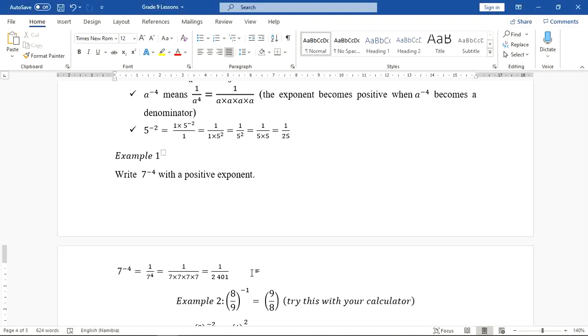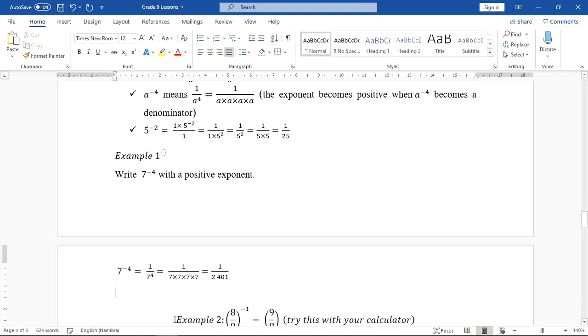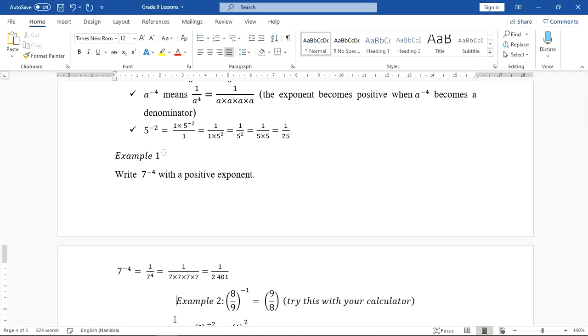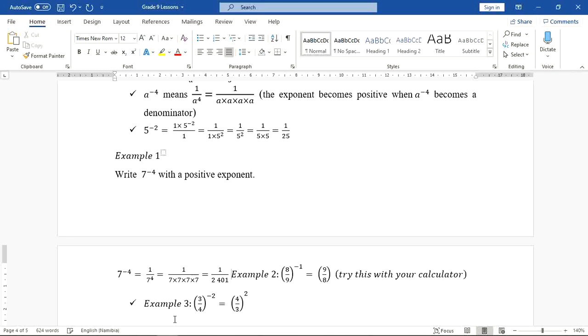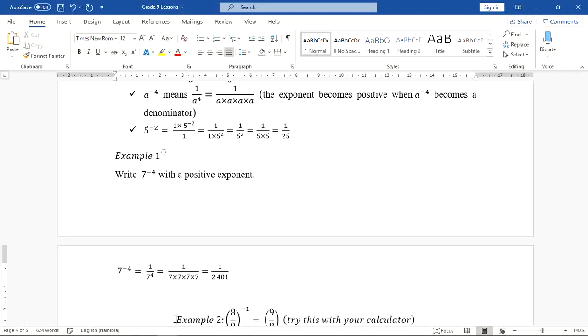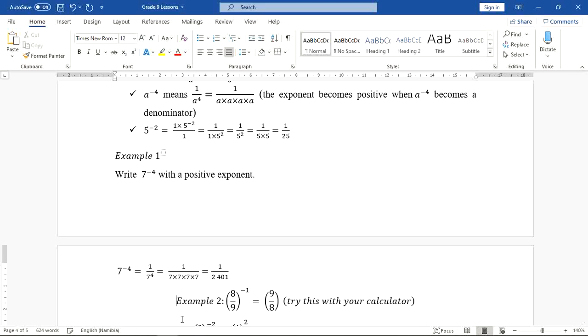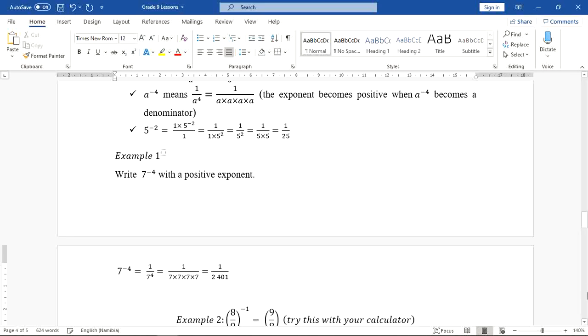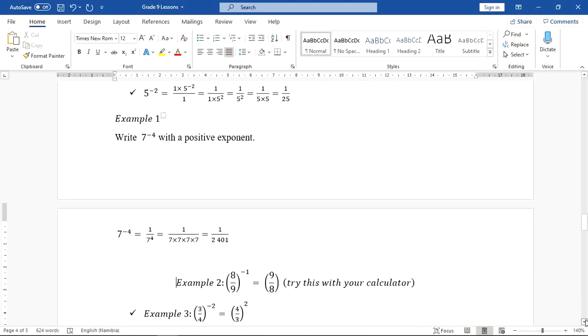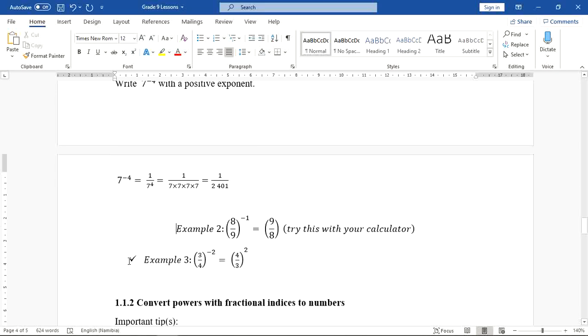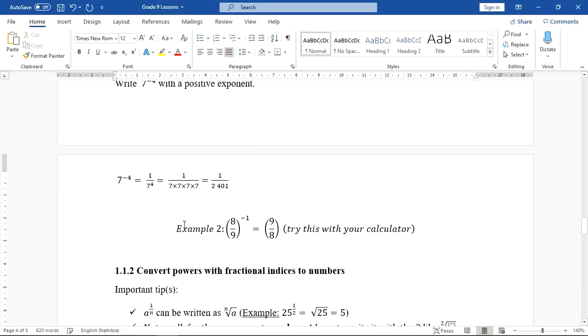Now, what if I have a fraction? I have 2 numbers instead of 1 number. Like in this example here, let's call it example number 2.